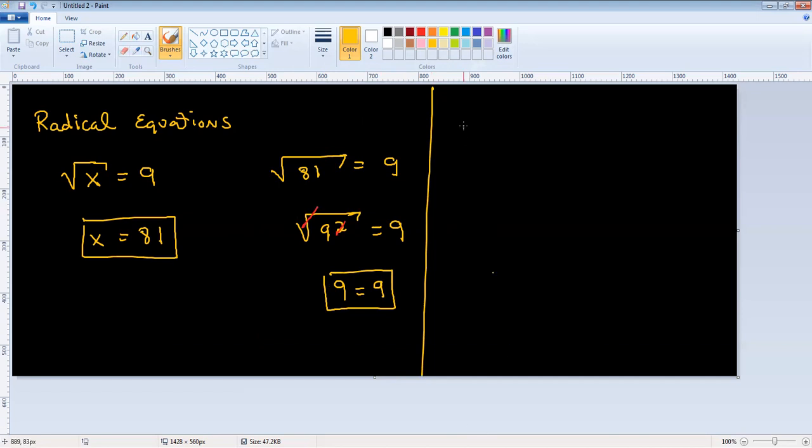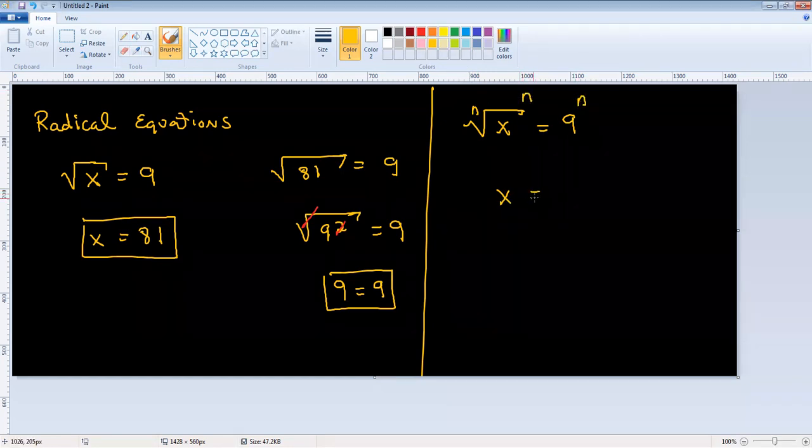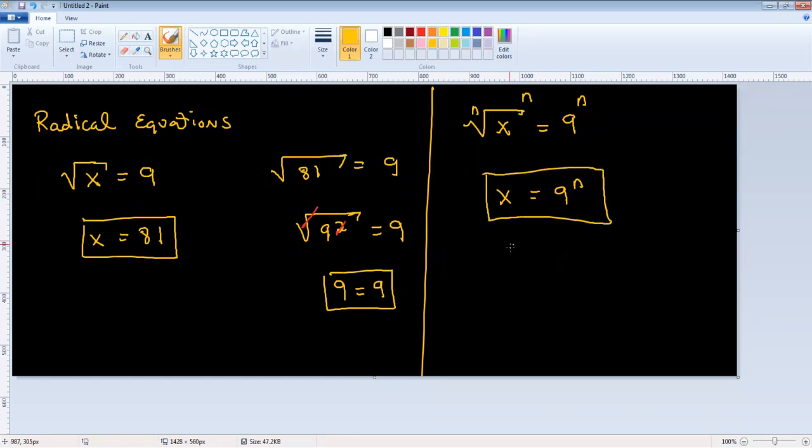Okay, what about something like this? The nth root of x, so not a square root, but an nth root, is equal to 9. Well, you just have to raise both sides to the nth power. So this is going to be 9 to the n. So if you had the fourth root of x is equal to 9, that would imply that x is equal to 9 to the fourth.